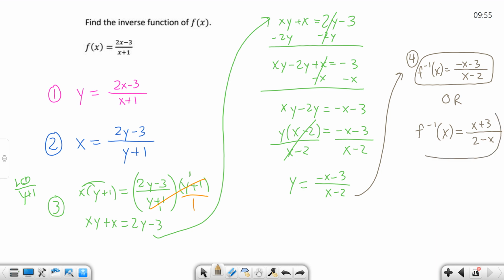So that answer there is the same answer, right? If I take a negative out of this numerator, x plus 3, right? Then I move it down here, that makes that a negative x and a positive 2. So that's where that comes from, okay?